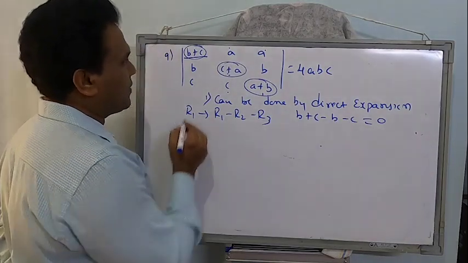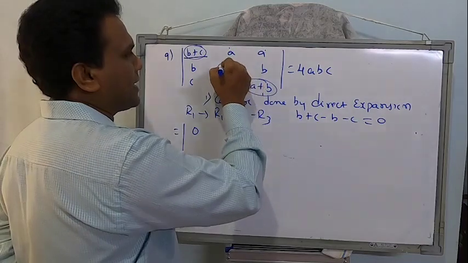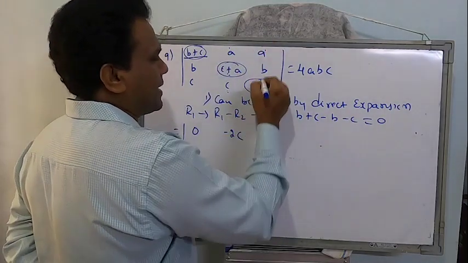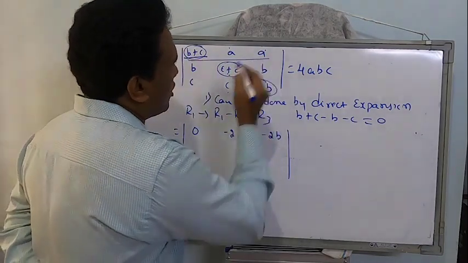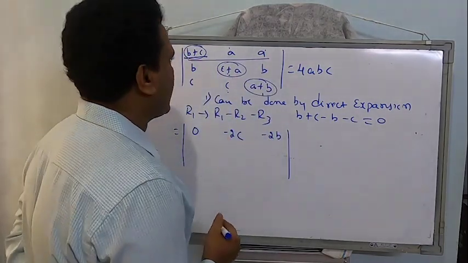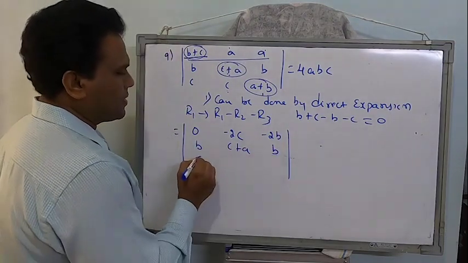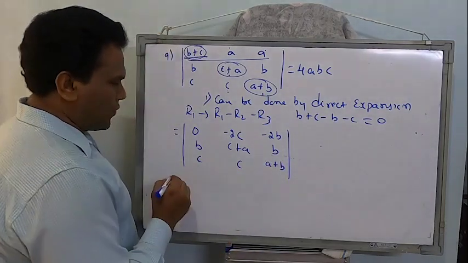Let me expand this for R1. So if I do this, this will become 0. So a minus a gets cancelled. So the remaining will be minus 2c. A minus a gets cancelled. So the remaining will be minus 2b. Apply the operation for these three elements of R1. Correct, right? B, c plus a, b, no change. C, a plus b, no change. Now I will go for the expansion.